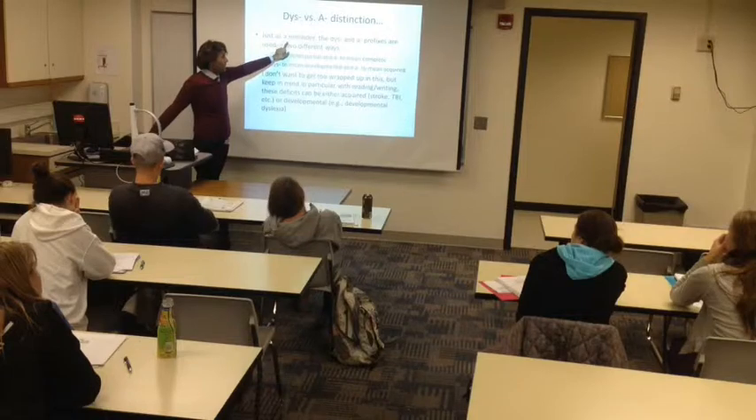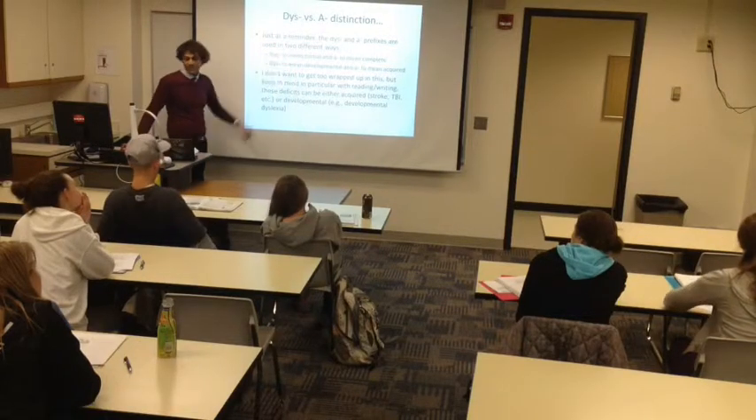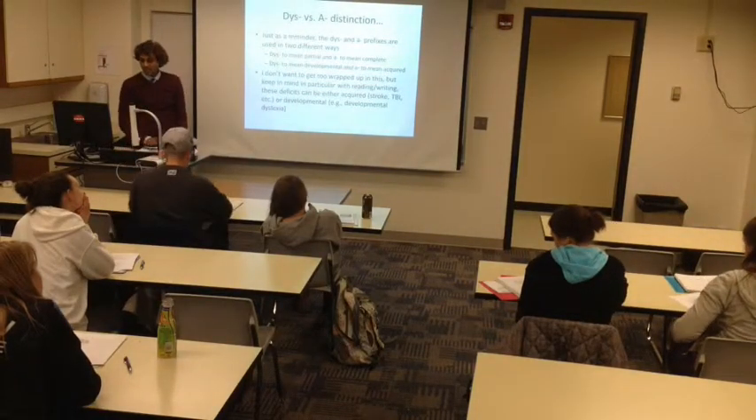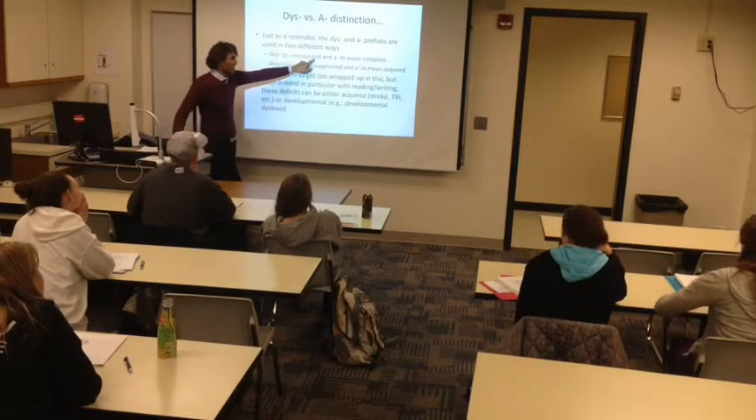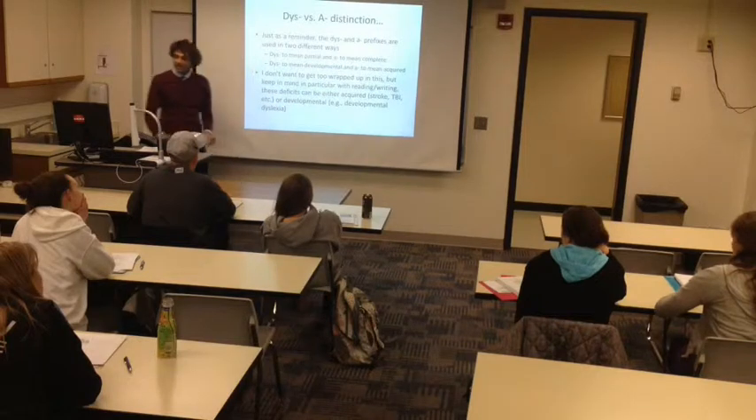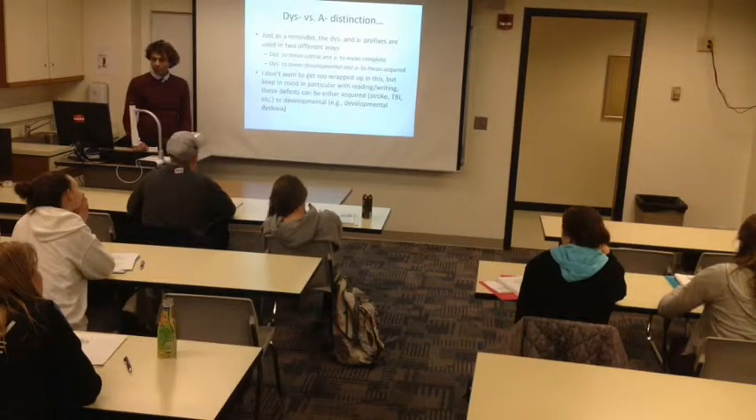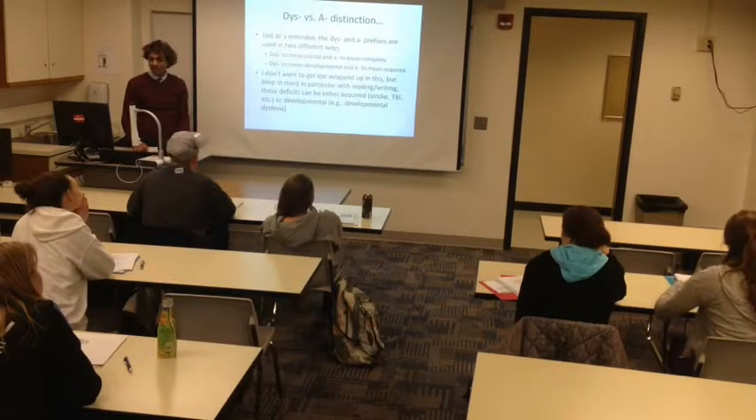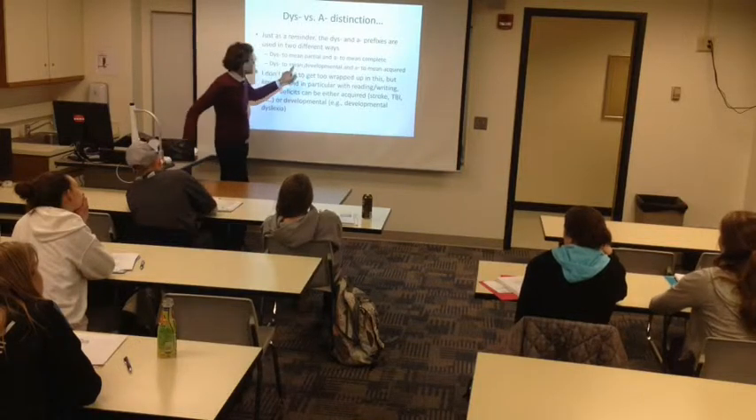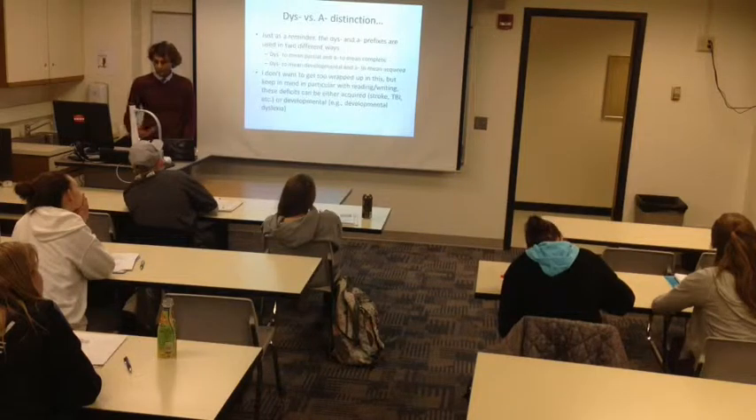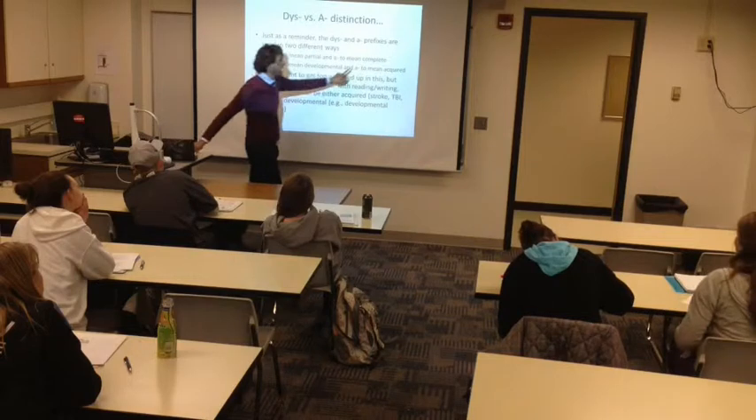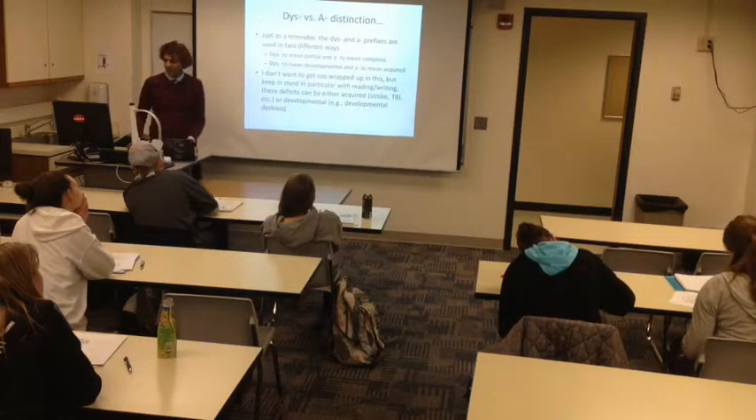Just as a reminder, the dis- and a- prefixes are used in multiple ways that can be confusing, so be careful about these. One way of using them is that dis- means partial and a- means complete. So dyslexia means you have trouble reading, but alexia means you can't read at all, in that kind of sense. The other sense is developmental versus acquired. Dyslexia means that you were born with an innate trouble learning how to read. Alexia would happen after brain injury or stroke or something like that.